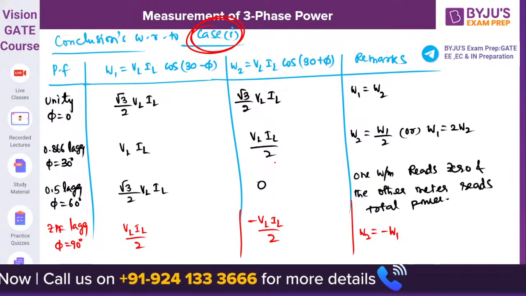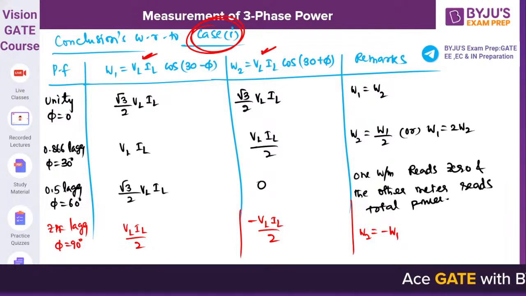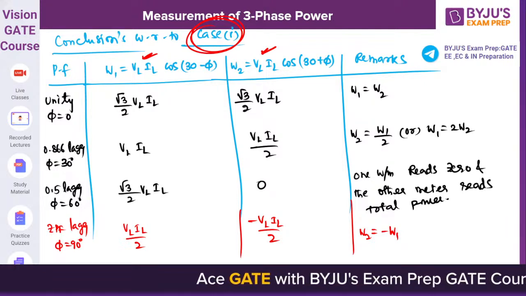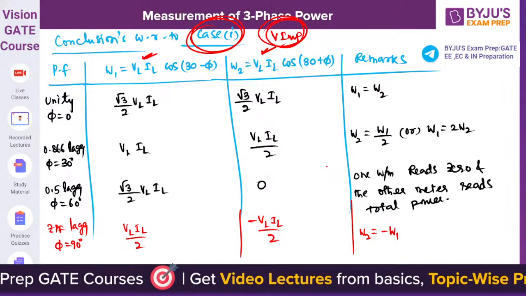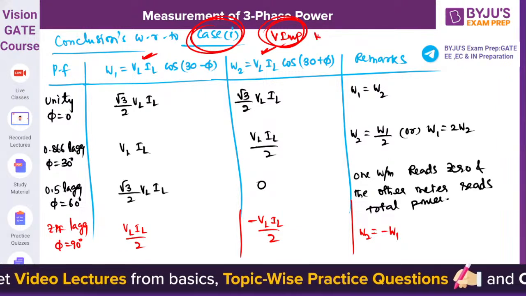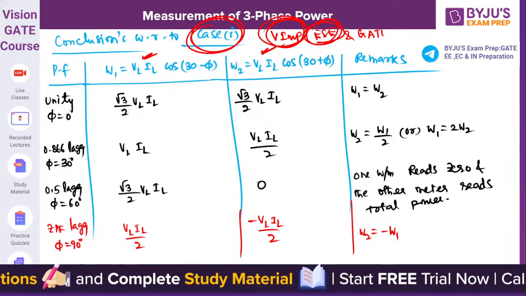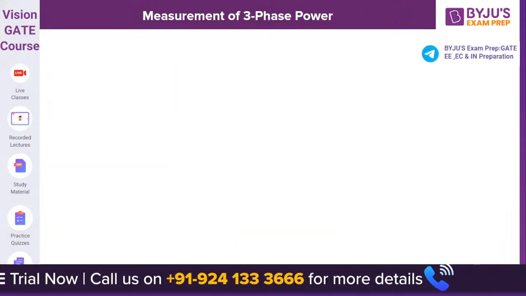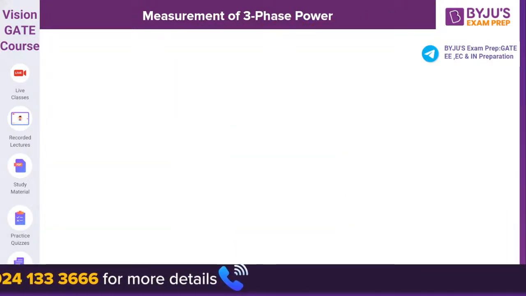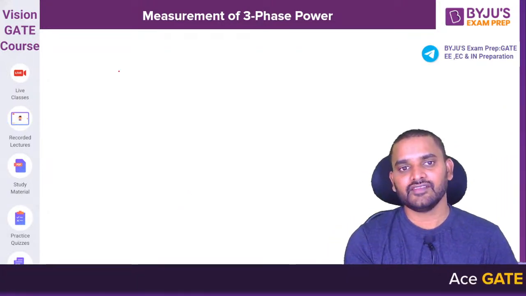If I go with case 2, then this becomes W1 and this becomes W2. W1 will be W2 and W2 will be W1. So these are very, very important conclusions you need to remember. On this, definitely one question will be there in ESE and GATE. Every year one question will be there in ESE and GATE. Maybe the most important topic I can say. So that was the discussion about three-phase power today. If you have any doubt, you can ask me.